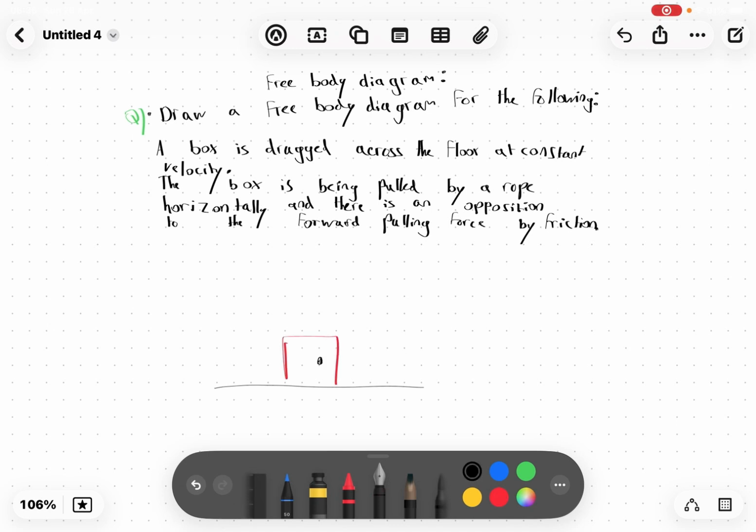Something is pulling it. Let's say a person, just a person, he's pulling it, or she. And there's friction. Friction is because of the floor, so we'll draw it somewhere here. And we know that this block, whatever it is, has some type of weight.